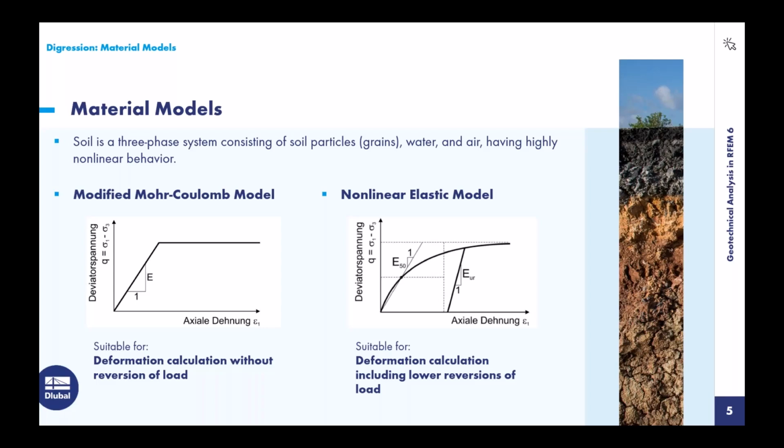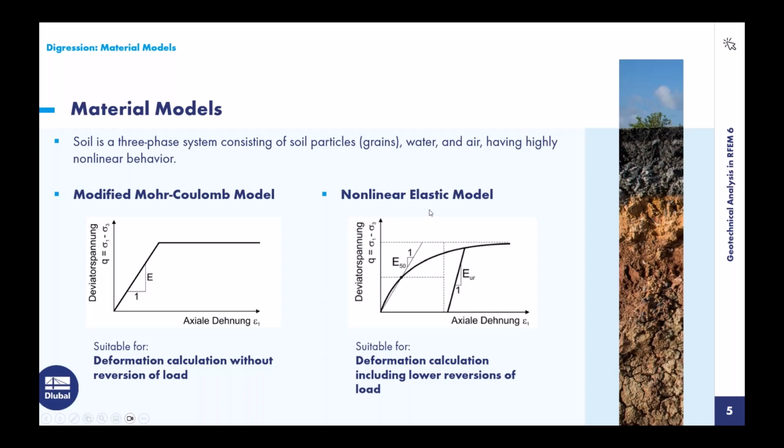Yeah, so let's have a look at these current models. The modified Mohr-Coulomb model is a linearly elastic, ideally plastic model. It shows linear elastic behavior according to Hooke's law in a range of allowable stresses, let's say. And when the yield criterion according to Mohr-Coulomb is reached, it shows ideally plastic behavior. The Mohr-Coulomb model is a relatively simple model that can be used for deformation calculation without reversion of load.